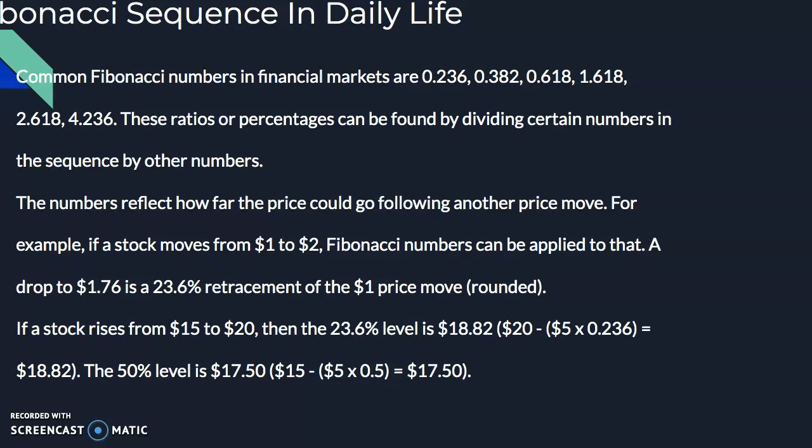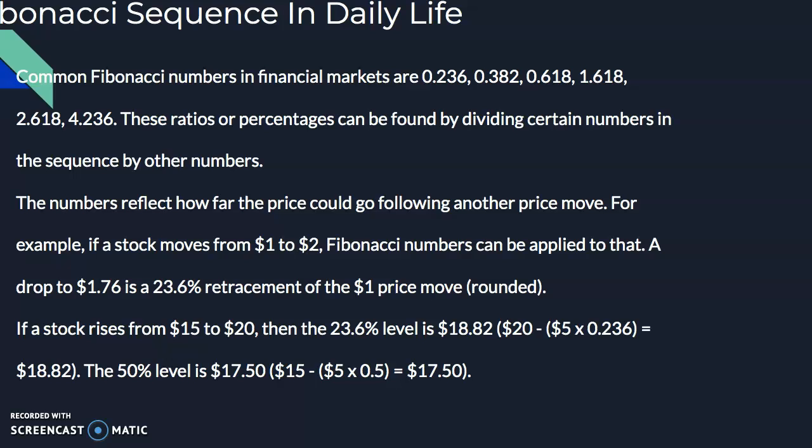Fibonacci sequence in daily life. Common Fibonacci numbers in financial markets are 0.236, 0.382, 0.618, 1.618, 2.618, and 4.236. These ratios or percentages can be found by dividing certain numbers in the sequence by other numbers. The numbers reflect how far the price could go following another price move.